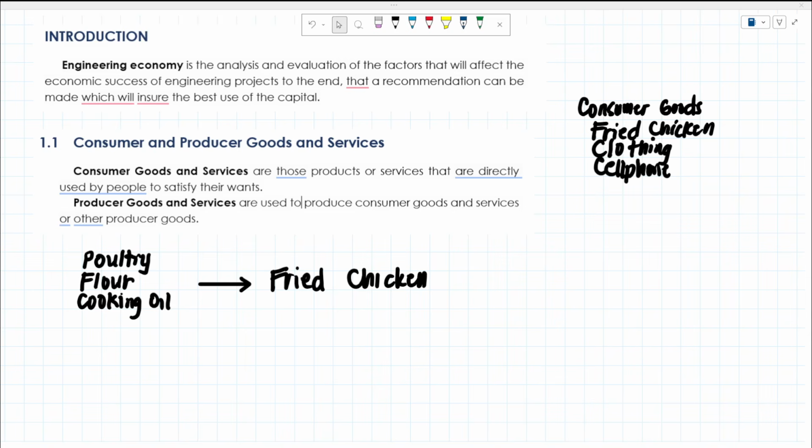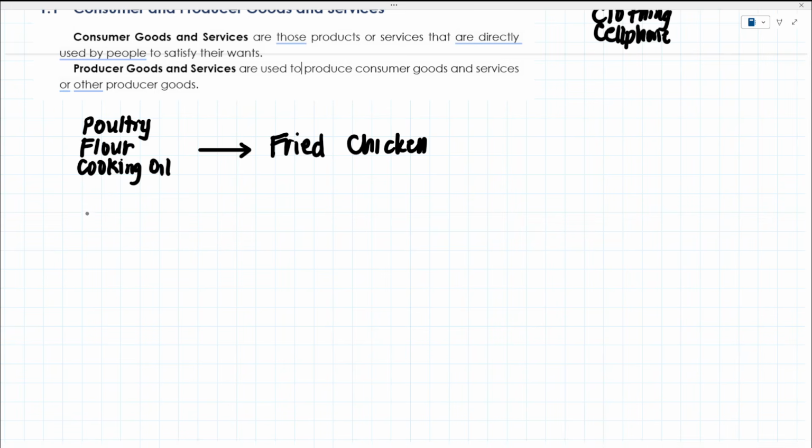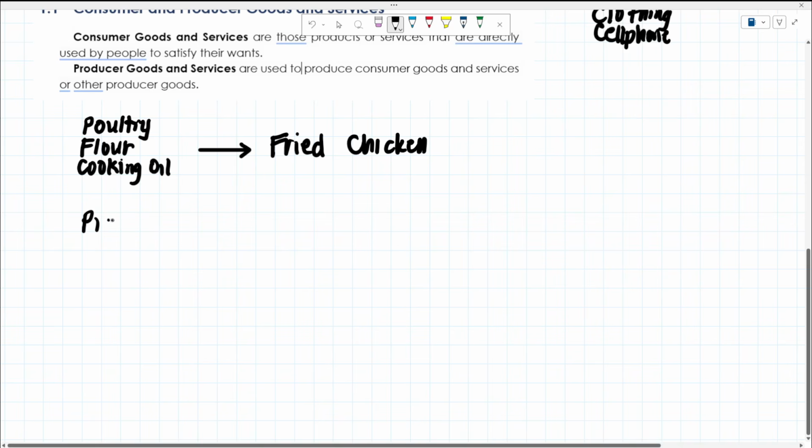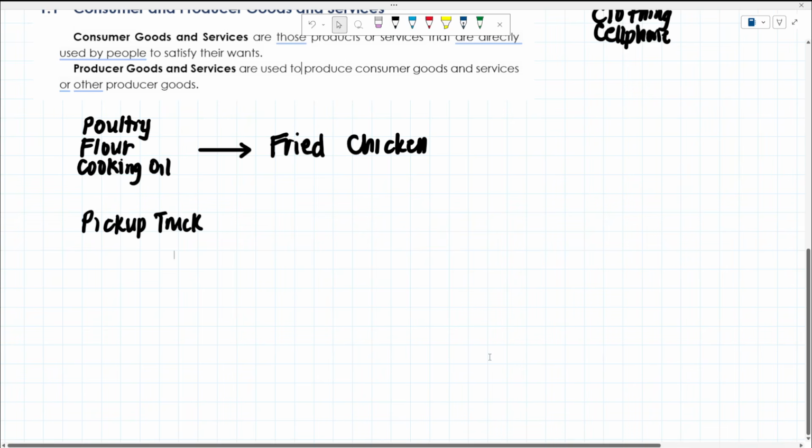So, kung minsan itong mga materials na to ay consumer goods, kung minsan ito ay producer goods. Isang magandang halimbawa dito ay yung, let's say, pickup truck. Paano siya magiging consumer goods sa context? Itong pickup truck na to is bought by families or by individuals so that they can do road trips, because that is their want, di ba?